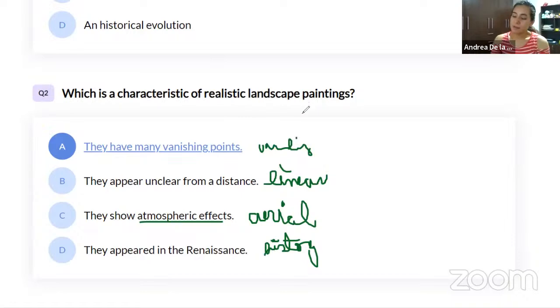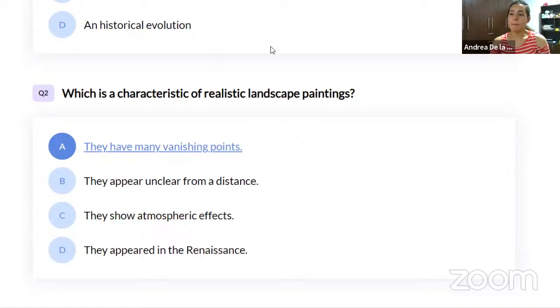If you remember anything about landscape paintings or if you have it in your notes, ask yourself, where is it? Is it in the part of aerial perspective or linear perspective, vanishing points or history in art? Because remember that's why we have our information in order. We're going to choose vanishing points, but to be honest, I think it's an example of aerial perspective. So I think I would go for they show atmospheric effects.